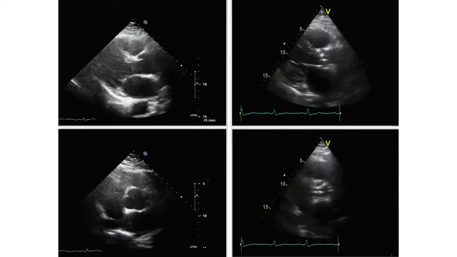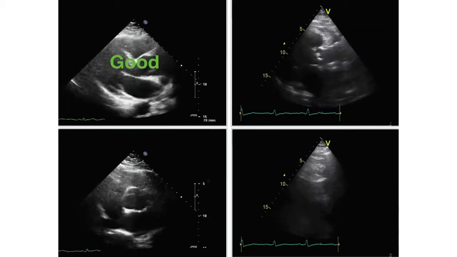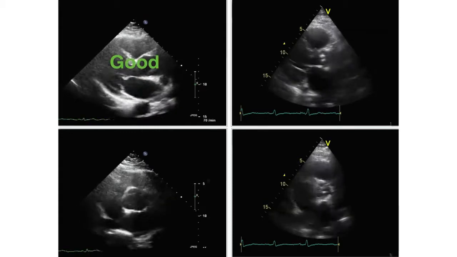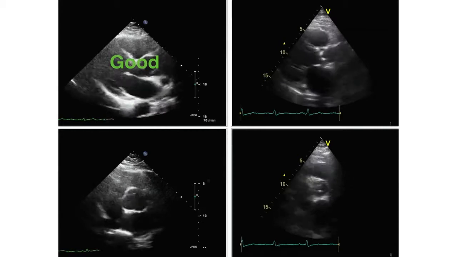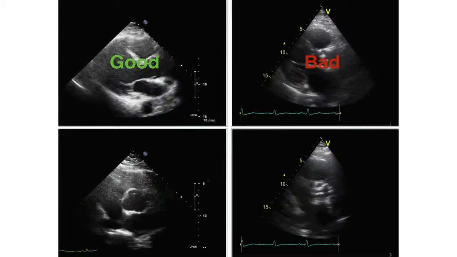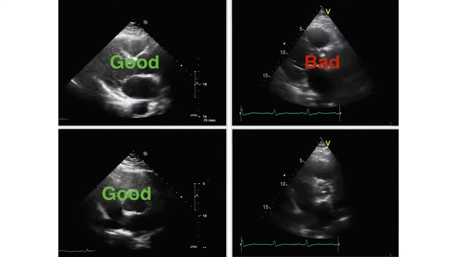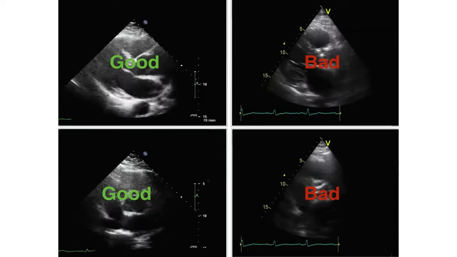So quickly, the first aortic valve is good. The second aortic valve is really calcified. This cannot be anything apart from bad. Third is good. Fourth is bad.